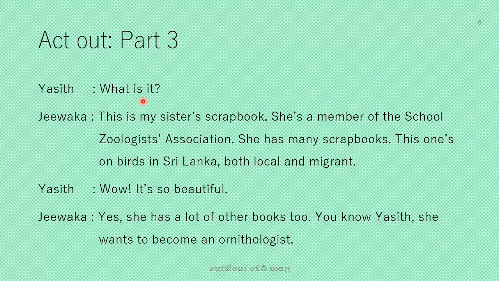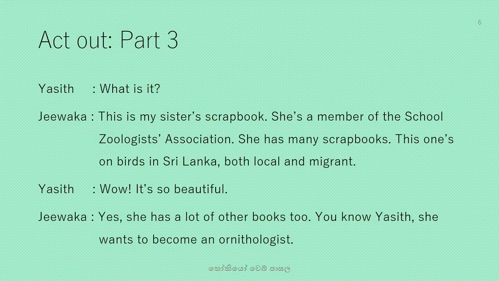What is it? This is my sister's scrapbook. She is a member of the School Zoologists Association. She has many scrapbooks. This one's on birds in Sri Lanka, both local and migrant. Wow, it's so beautiful. Yes, she has a lot of other books too. You know, Yasit, she wants to become an ornithologist.